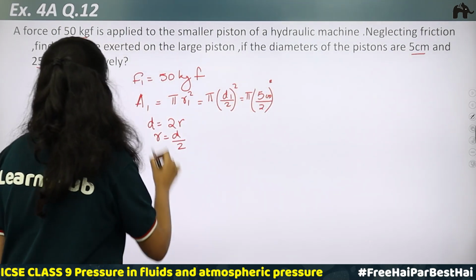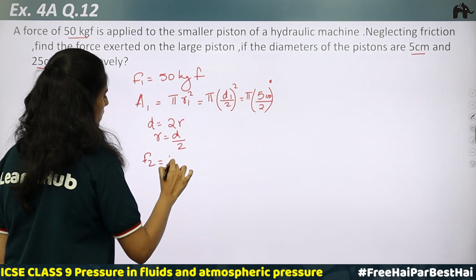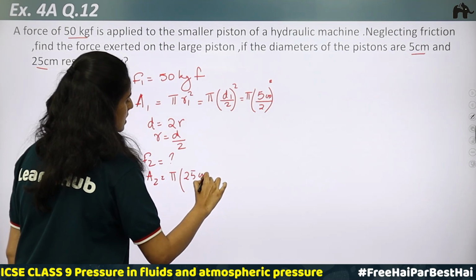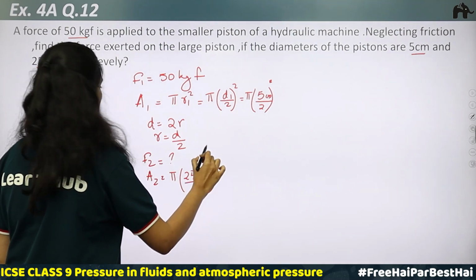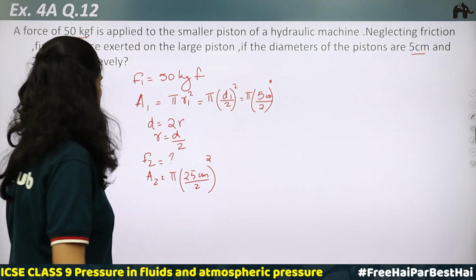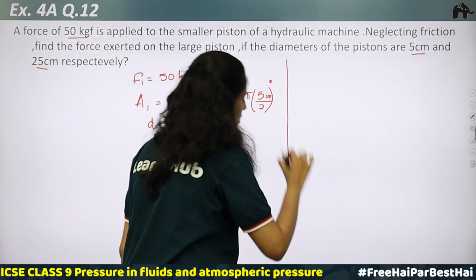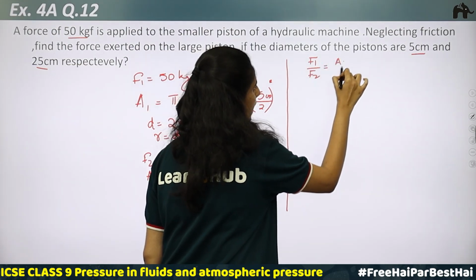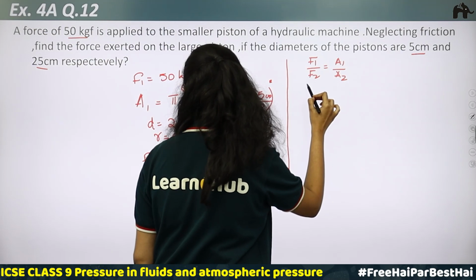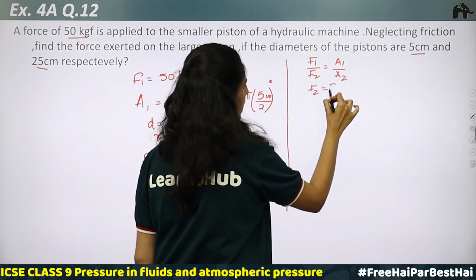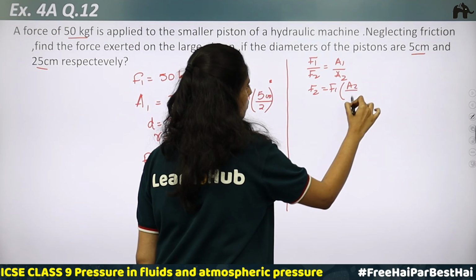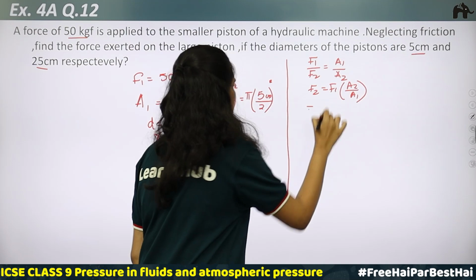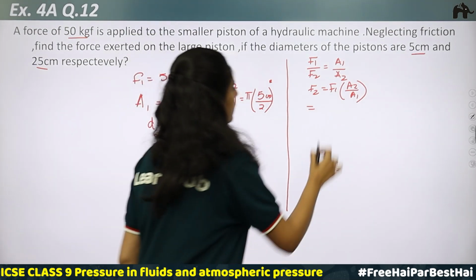Next, we have to find F2. A2 is equal to pi 25 centimeter by 2 whole square. How to find F2? According to Pascal's law, you will be having F1 by F2 is equal to A1 by A2. Which means F2 will be equal to F1 into A2 divided by A1. Okay, put the values. F1 is 50 kilogram force.